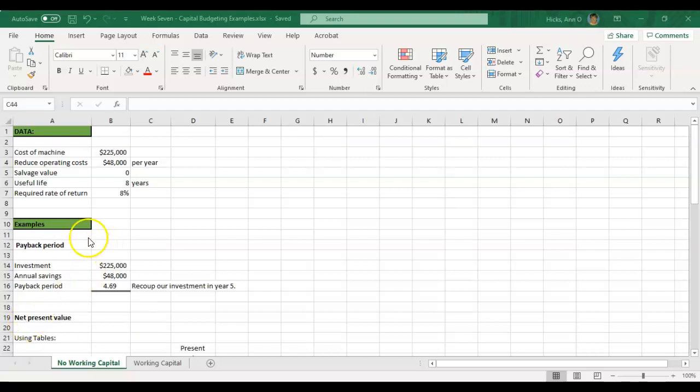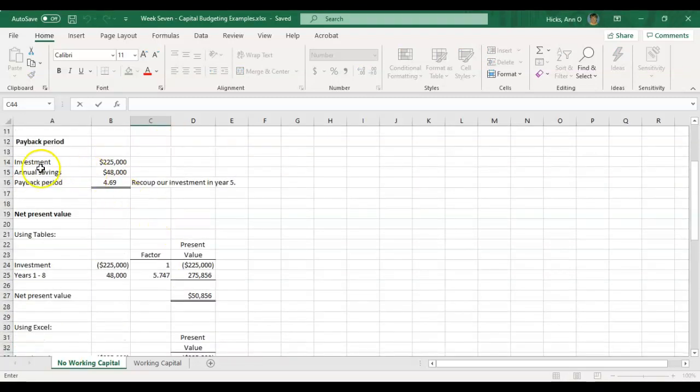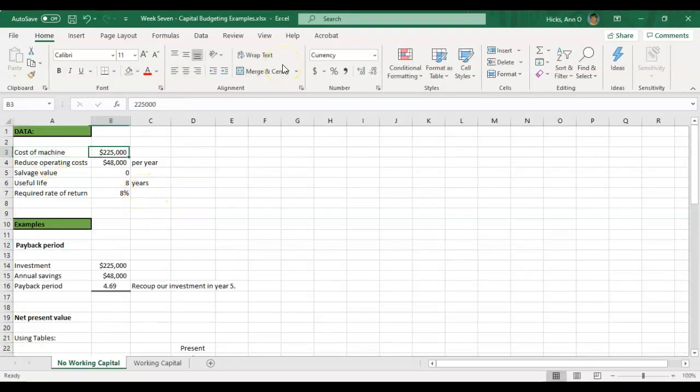So with that background, let's look at this example. We're assuming that we're looking at investing in a machine that will cost us $225,000. This machine is anticipated to reduce our operating costs by $48,000 per year. So notice, in this particular example, we're not necessarily looking at generating of revenue, but a reduction of costs. Either way, whether you're generating revenue or whether you're reducing costs, you're getting a return on your investment. For our initial example, we're going to assume that this machine has zero salvage value.